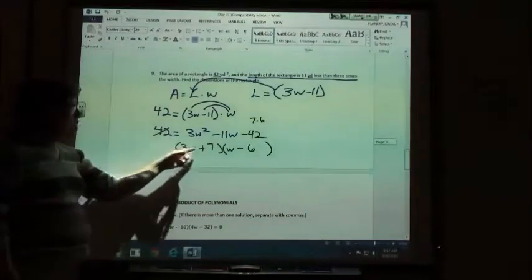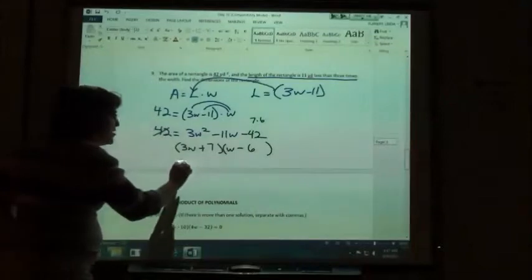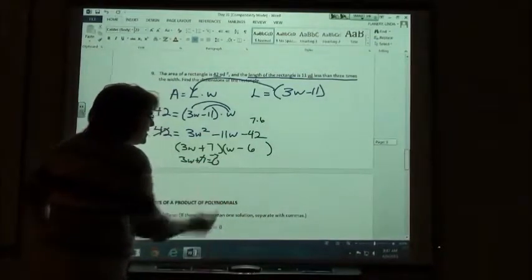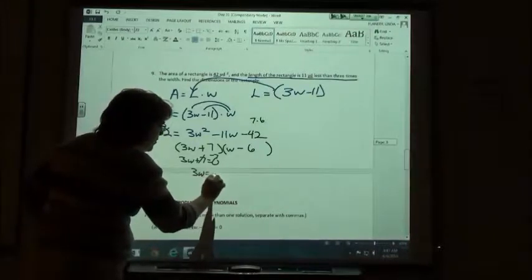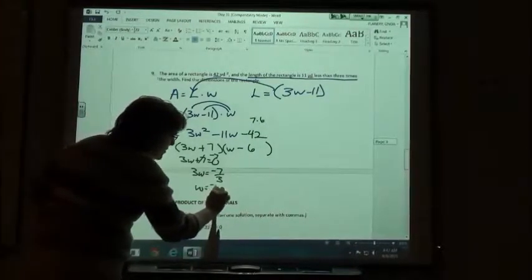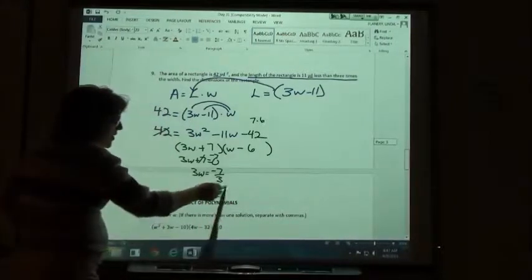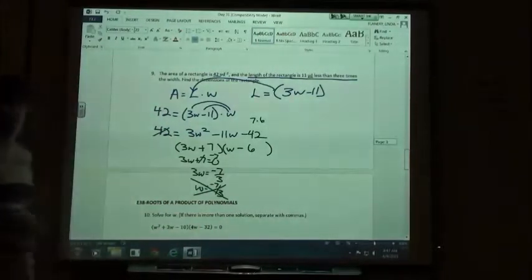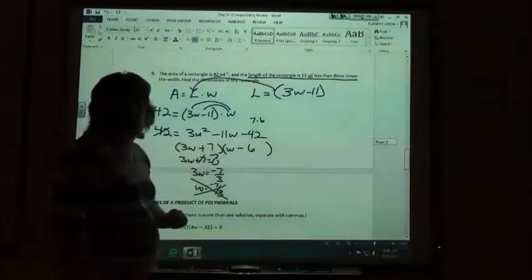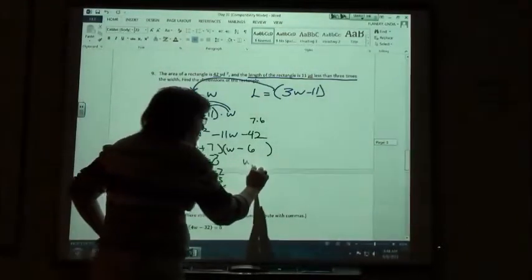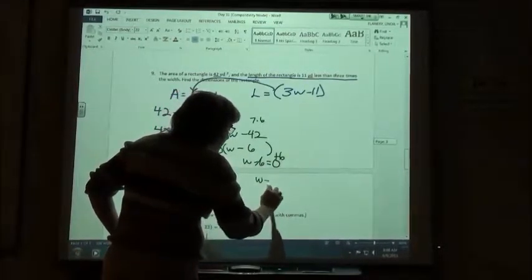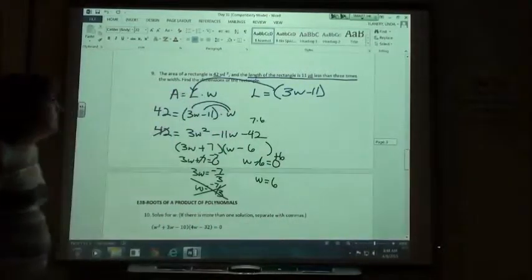Again, keeping in mind the one with the plus sign, when you try to solve that one, I have to minus my 7. So 3w is going to equal negative 7 and divide by 3. w equals negative 7/3. Well, I can't have that negative answer. My width can't be negative. So the only one I'm going to be able to solve is the one with the minus sign in there. w minus 6 equals 0. I add my 6. And so my width is 6 on this one.